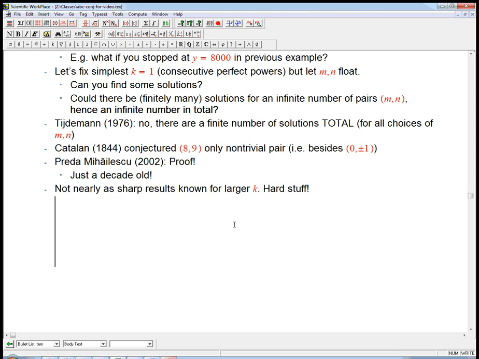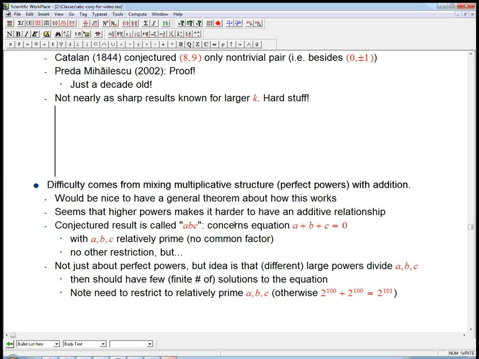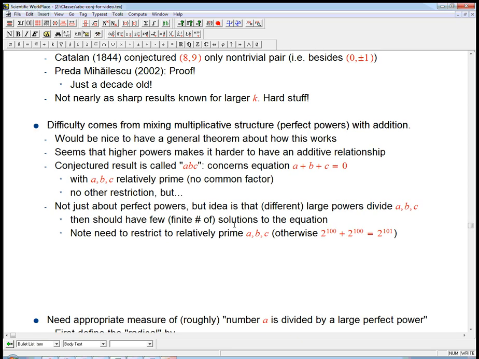But I wanted to go on because I wanted to talk about how this leads to what's called the ABC conjecture, which is something that's been getting a fair amount of press lately. Let me put that in another part, though.